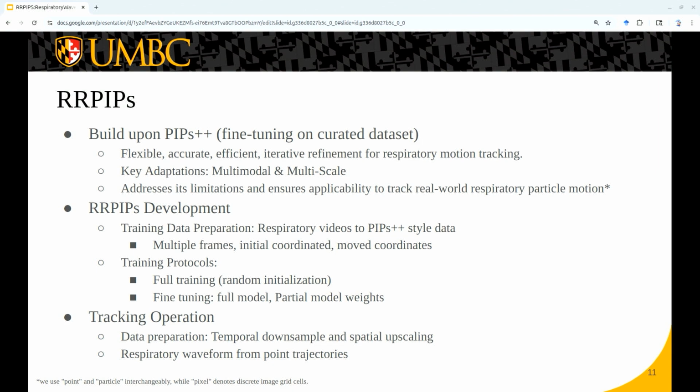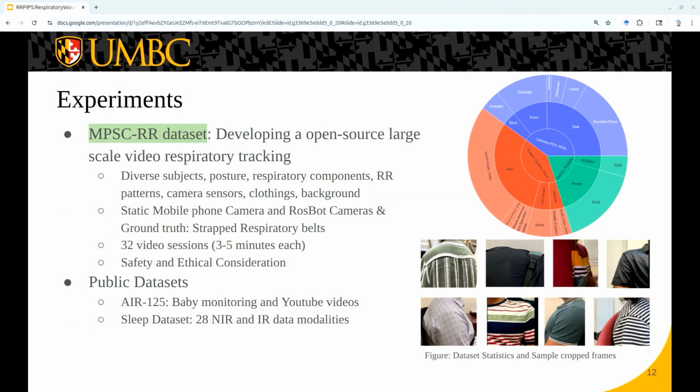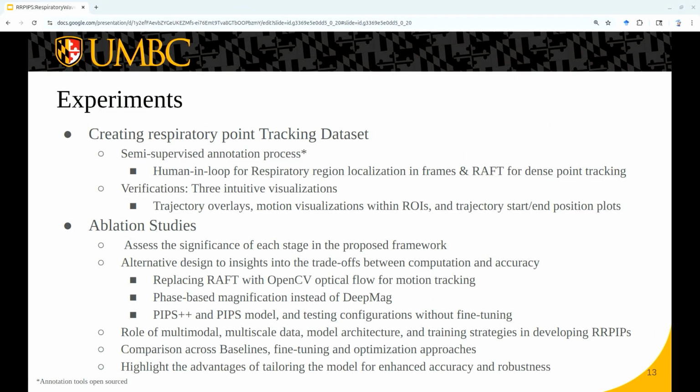So we experimented with multiple model settings, for example, full model setting, partial model setting, and spatiotemporal processing of the videos to further enhance the necessity of all of our optical flow frames and RPIPS full fine-tuning. We have validated our setting on three different datasets, including our PIPS dataset that is open source and would be linked in our final slides.